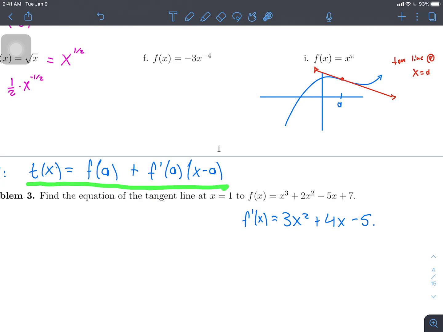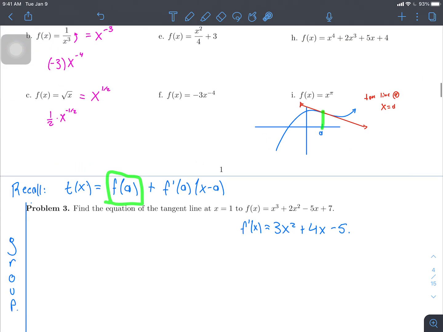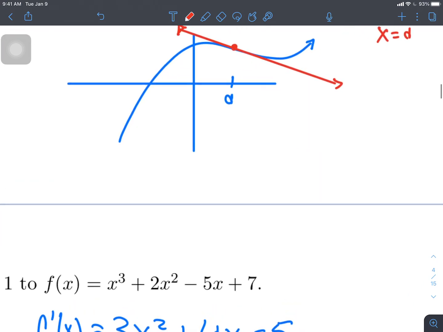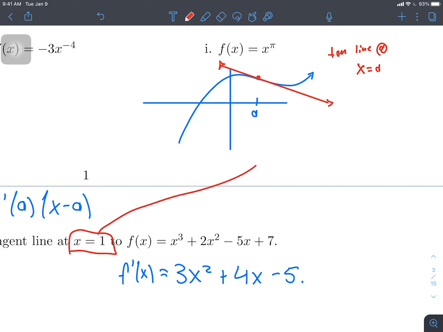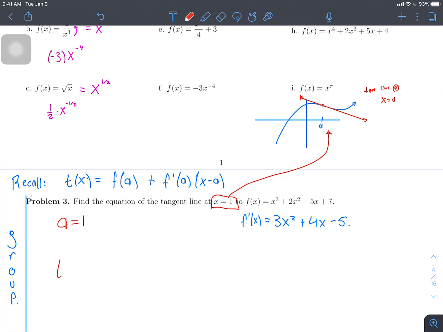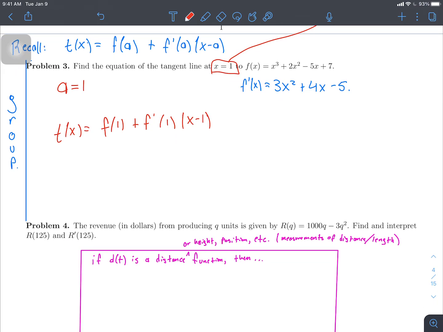So what do we need to do? I need to know, first of all, what is f of a? Well, f of a is just the height of the function when x is equal to a. So in this particular problem, what do we think a is going to be equal to? Yeah, 1. In this case, our a is just 1. So if I want to write down t of x equals f of 1 plus f prime of 1 times x minus 1, then what do I still need to do to finish this problem out?